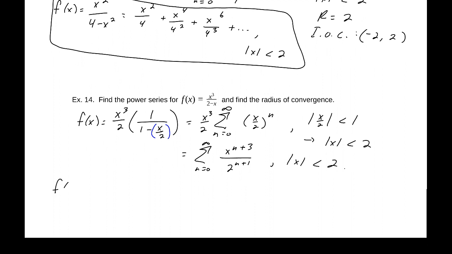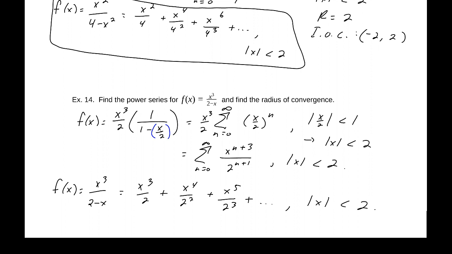Now what we are saying again is that x cubed over 2 minus x is equal to x cubed over 2 plus x to the 4th over 2 squared plus x to the 5th over 2 cubed plus etc., as long as the absolute value of x is less than 2.